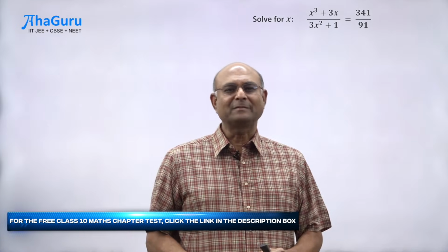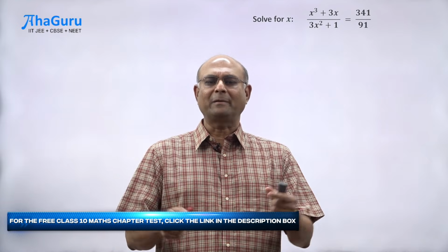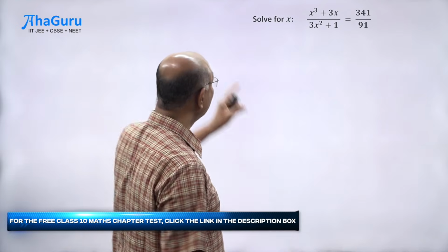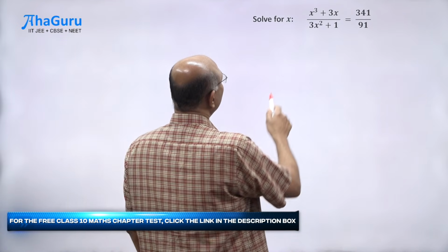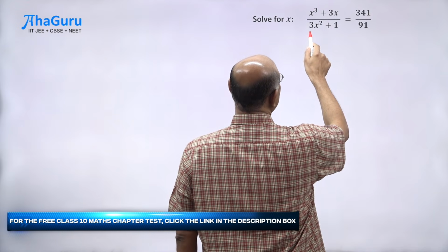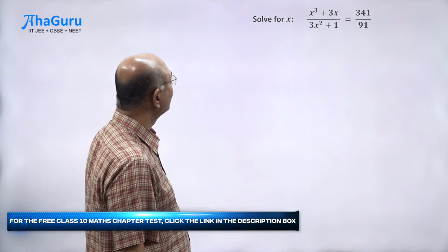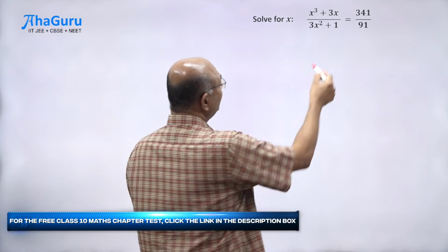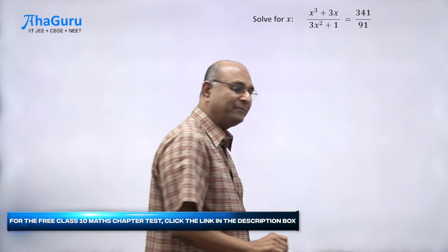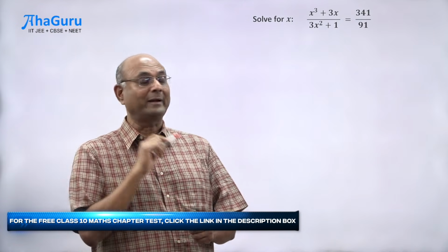The previous examples were all very simple. Actually, you could have also solved it by cross multiplying. But now look at this question. Here we have x cube plus 3x divided by 3x square plus 1 is equal to 341 by 91. We want to solve for x. Well, if I try cross multiplying, I can simplify and solve it, but it won't be so easy. It will actually be quite difficult.